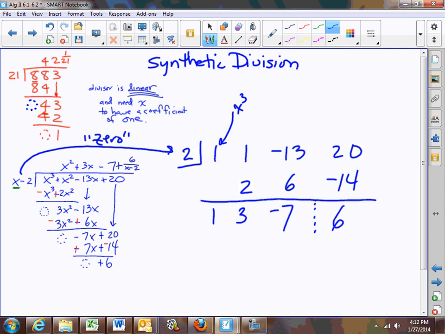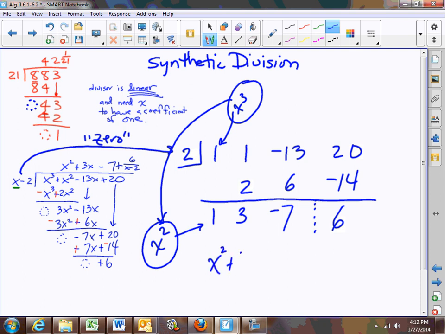Now, in synthetic division, since the divisor must be linear, the first number that we have down here represents x to 1 power less than the one that we put in. See, x cubed becomes x squared. 2 is 1 less than 3. And then the others decrease in power. So we would say the answer is 1x squared plus 3x minus 7, and then this little 6 that's over here is the remainder. So we put plus 6 over the divisor, which is x minus 2.